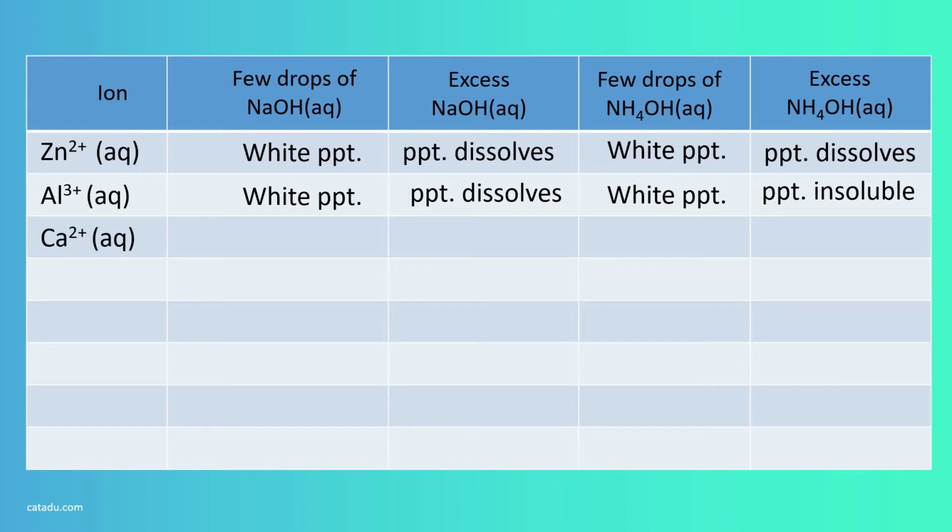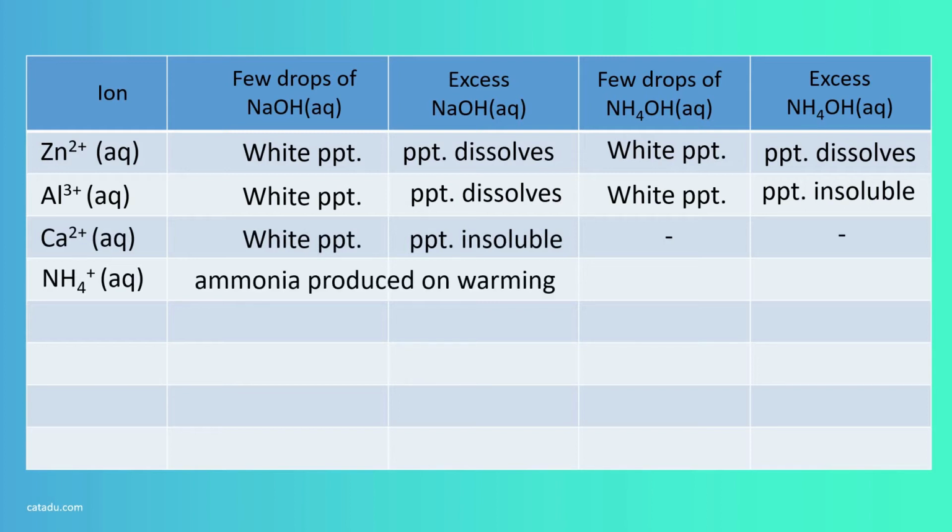For calcium ion, with few drops of sodium hydroxide, white precipitate, in excess insoluble. For aqueous ammonia, there is no test. Ammonium ion, here sodium hydroxide added, no change. Then if we heat up, ammonia gas will be produced that turns red litmus paper blue. For aqueous ammonia, there is no test.